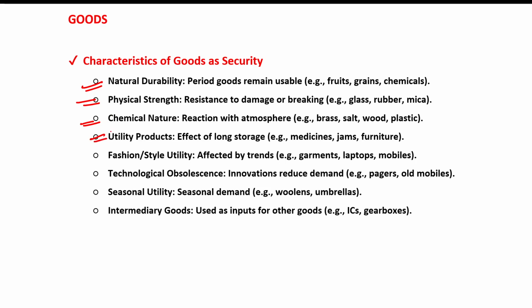Utility of products: the effect of long storage on appearance and composition. Fashion and lifestyle: the effect of changing fashion trends on demand. Technological obsolescence: the risk of goods losing demand due to new technology. Seasonal variability: demand depends on the season. And then intermediary goods, the semi-finished goods or components used for other products.